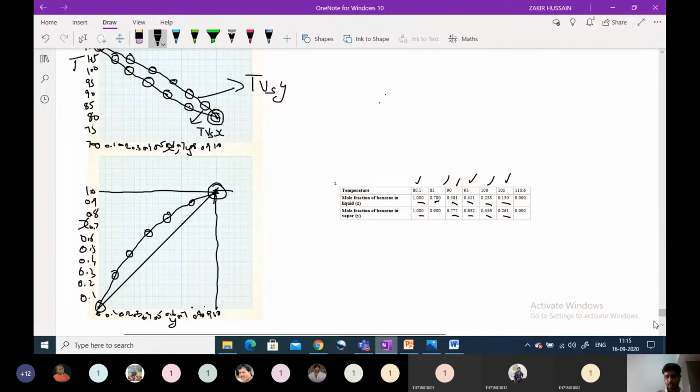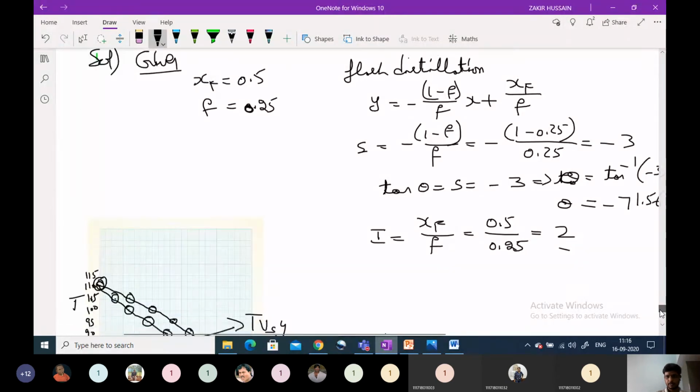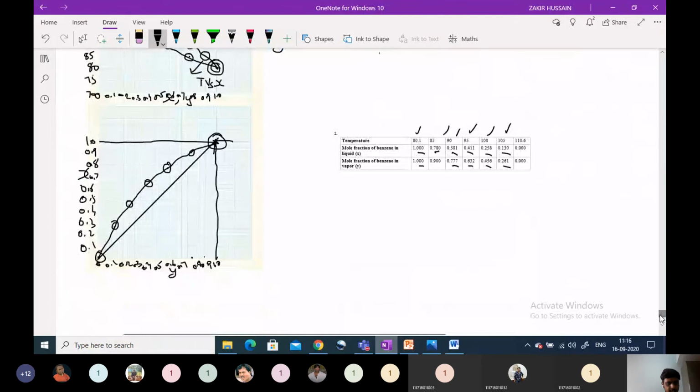Now XF is already given, XF is equal to 0.5. First in the equilibrium curve, locate the XF. This XF value needs to be projected up to the diagonal. The procedure is the same. From this the operating line will appear. The slope of the operating line is -3, tan inverse of -3 is 71 point something, we are getting theta.